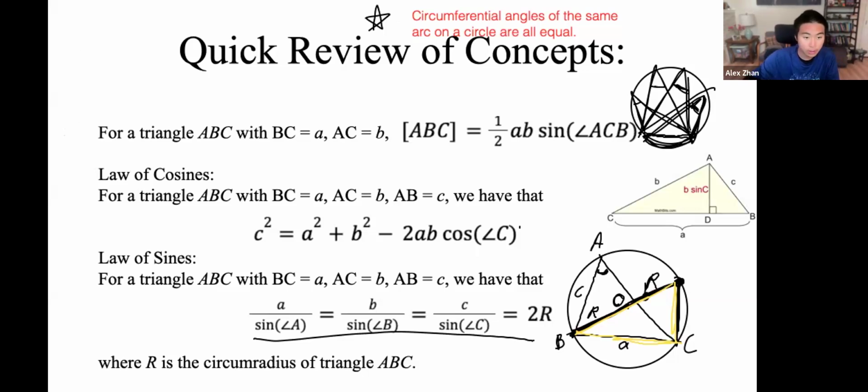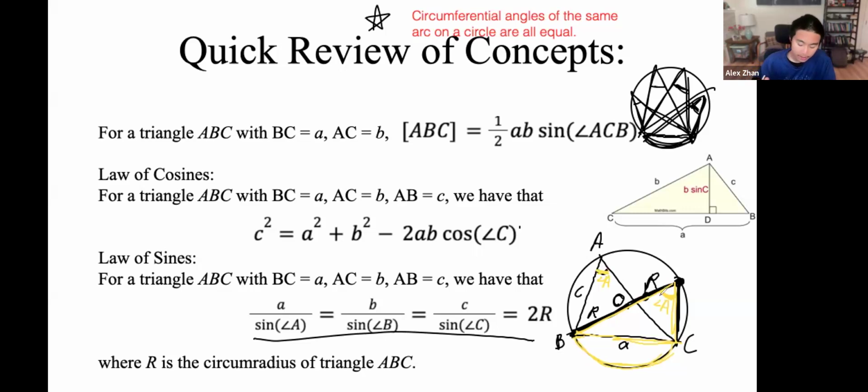If you don't know, I'll just say it here. First of all, can someone tell me what this angle is? This angle is opposite to arc BC, so it's the circumferential angle of arc BC. But we already know another circumferential angle of arc BC, this one, right? So these two have to be equal.